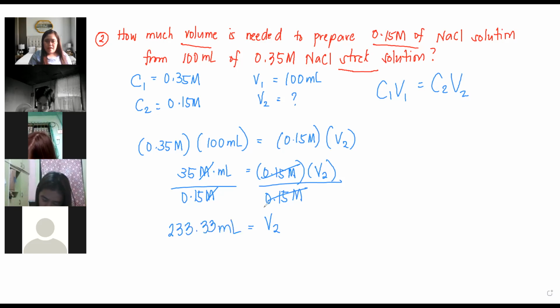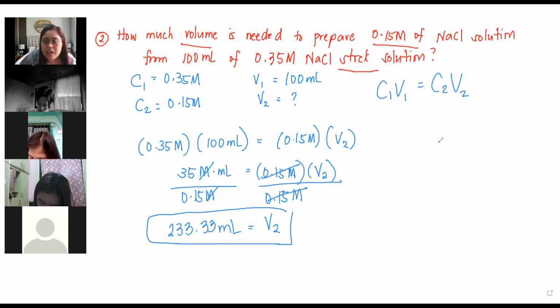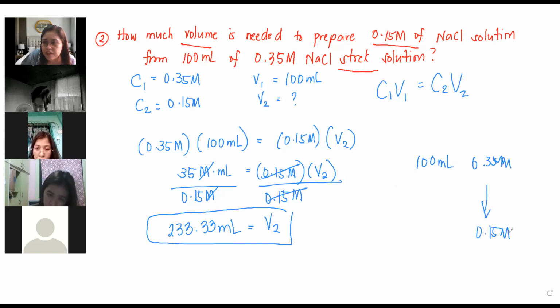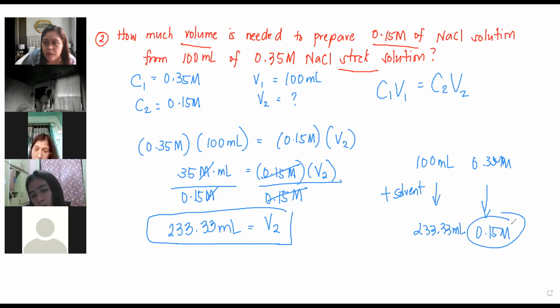233.33 ml. So this is now the answer. So what we do in the laboratory is, we have 100 ml of 0.35 M. Our goal is to make it 0.15 M. So you add solvent and make it 233.33 ml, and automatically that is its concentration. That's what we are going to do in the lab to prepare it.